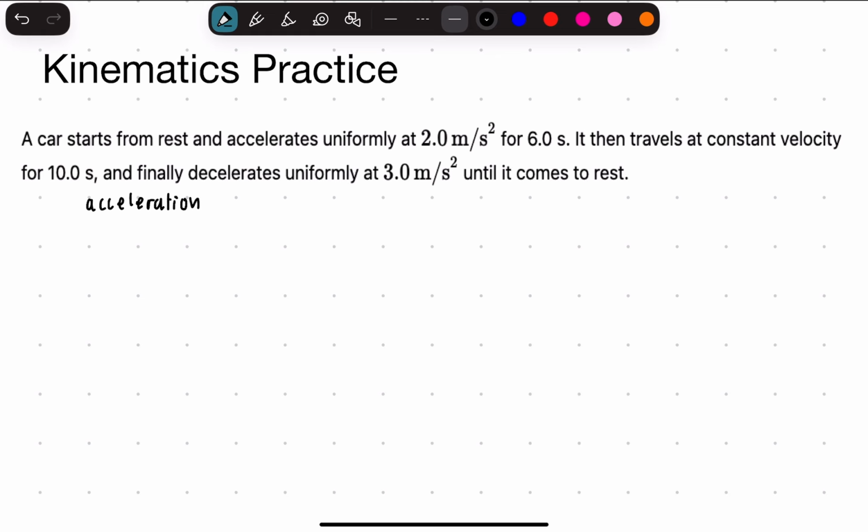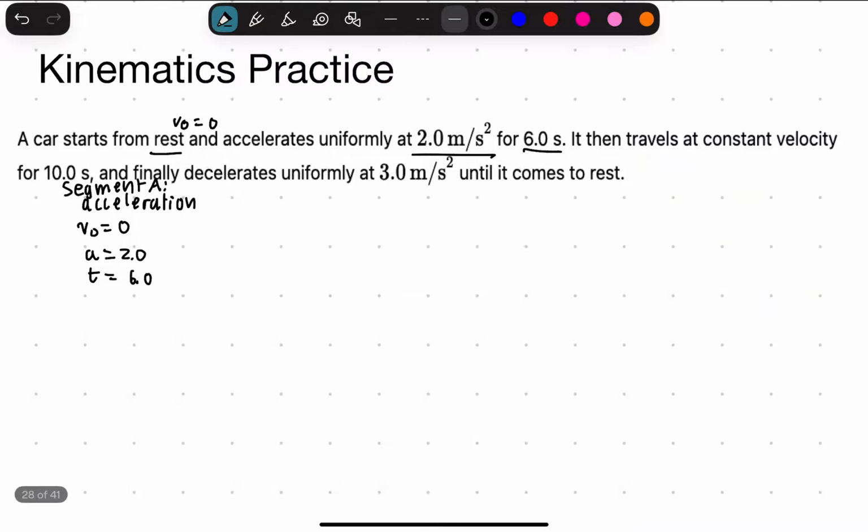In order to find the acceleration, we can identify that v initial is equal to 0 because we start from rest. And we can also identify that the acceleration is equal to 2, which we have here. And the time interval is going to be 6 seconds, which we have from here for 6 seconds for segment A. This is when the car is accelerating.